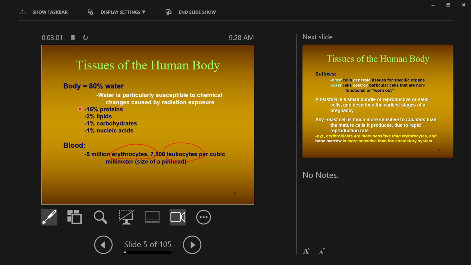So when we talk about the likelihood of radiation interacting with parts of the body, what is that radiation most likely to hit? Water, yeah. So we're going to need to learn about something called radiolysis of water, which is the breakdown of water due to radiation exposure. We're going to learn about that and how that affects the body.